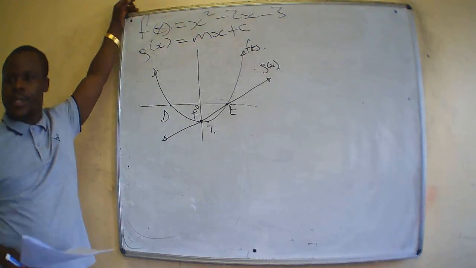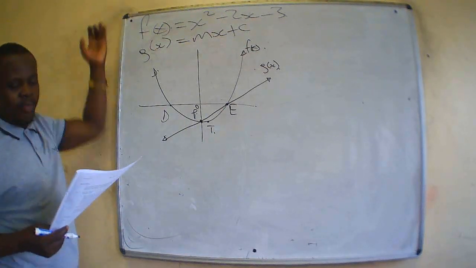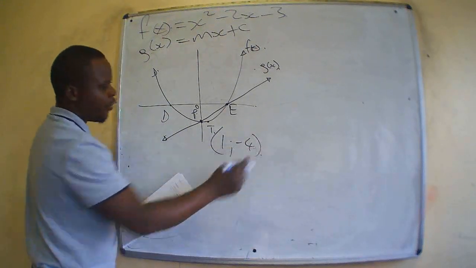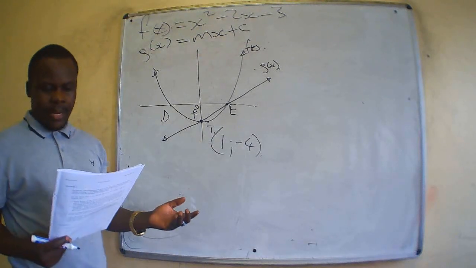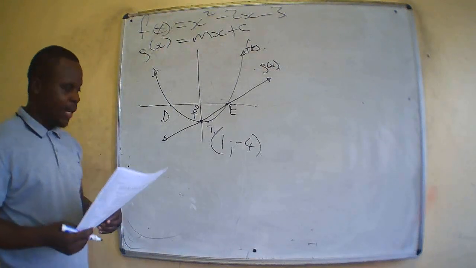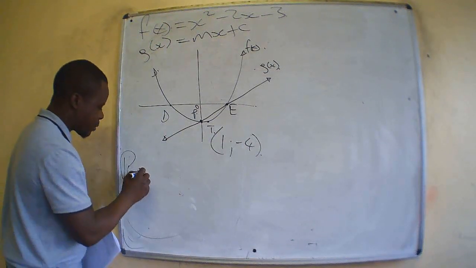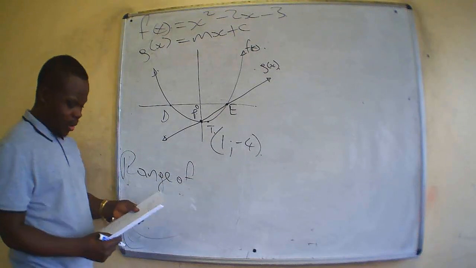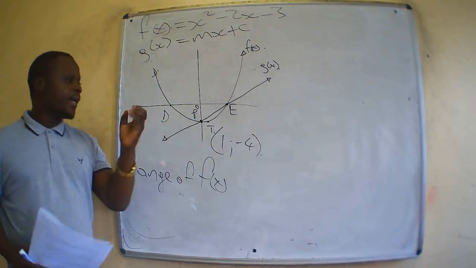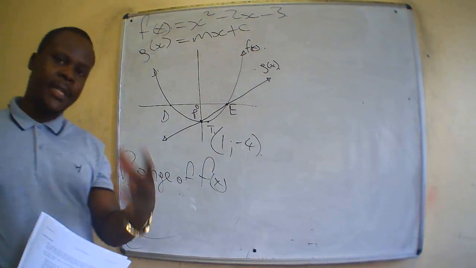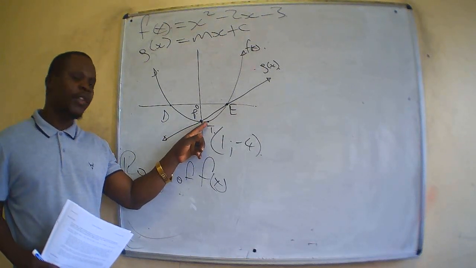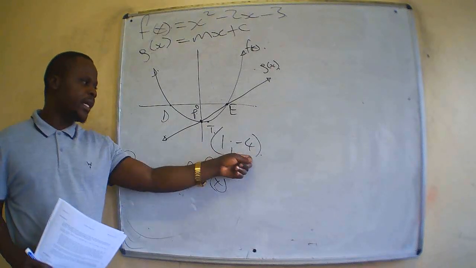So our first question in this case was that we were given turning point T. T was given as (1, -4). That's the only point which is given in this case. So the first question is that we are supposed to write down the range of f of x. How do we determine the range of a parabola? We should understand that our focus is on the turning point. What is the y value for the turning point? The y value for the turning point is -4.